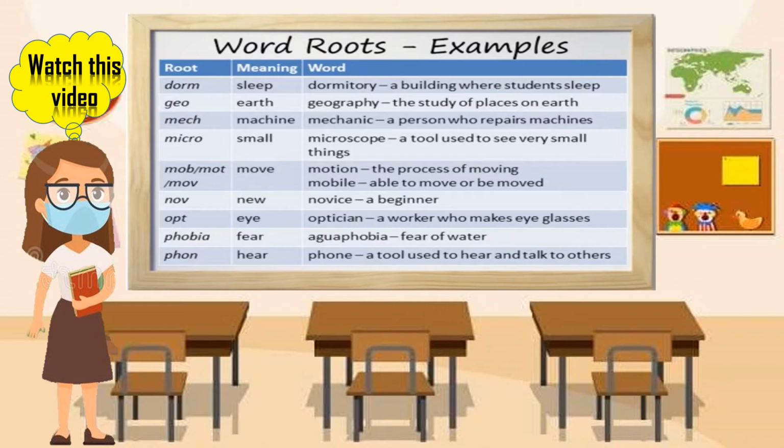The root nov means new, so the word novice is a beginner, or someone doing something for the first time. The root opt means eye, so the word optician with the root opt means a worker who makes eyeglasses.